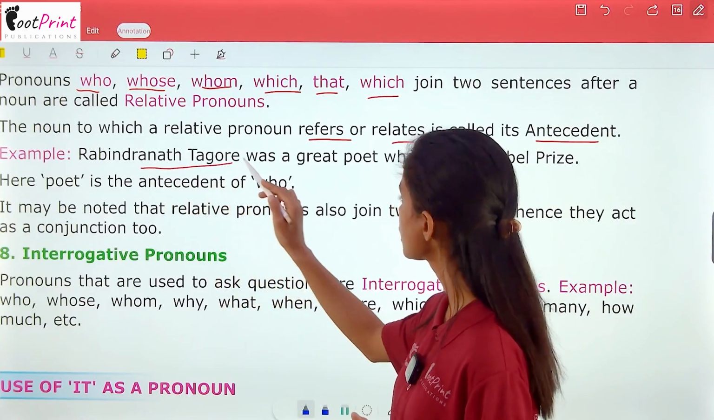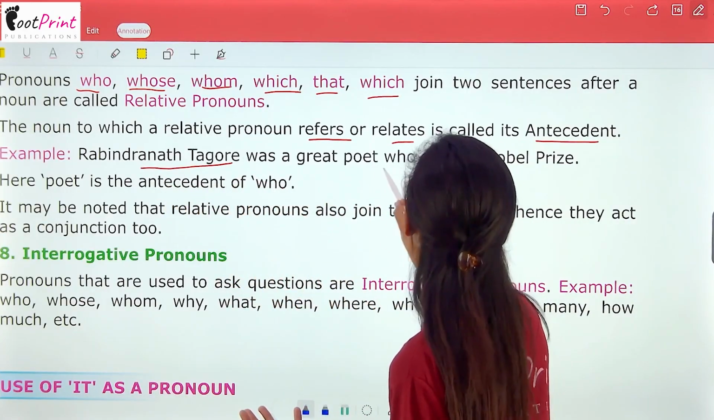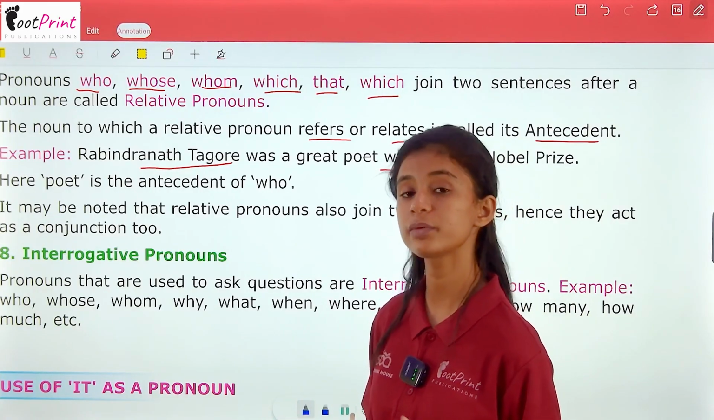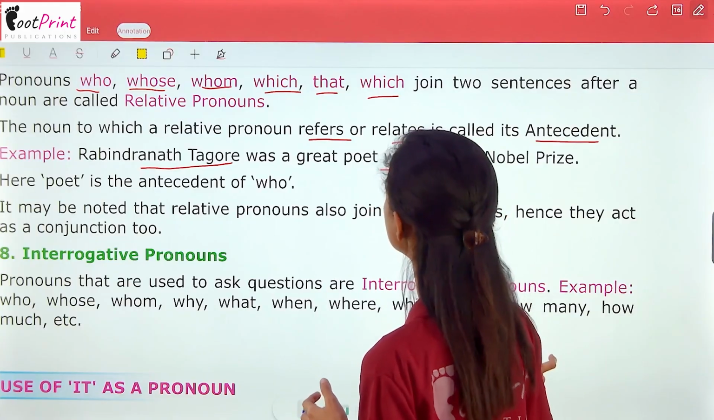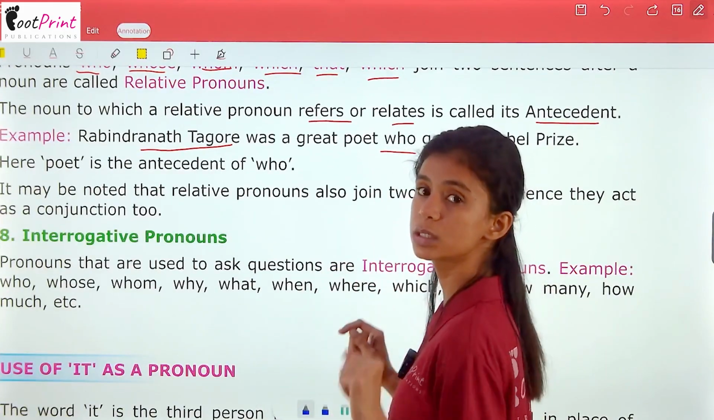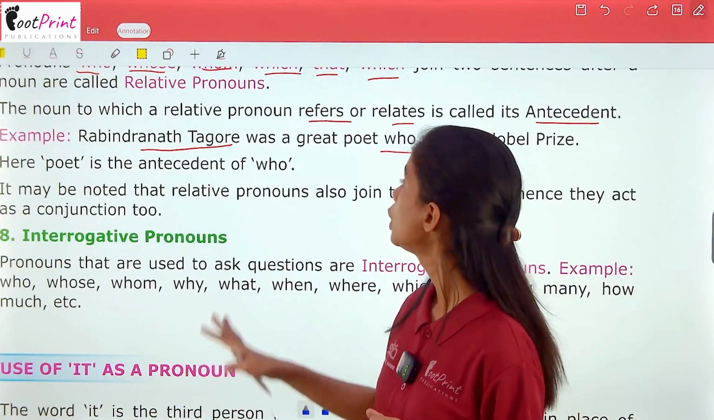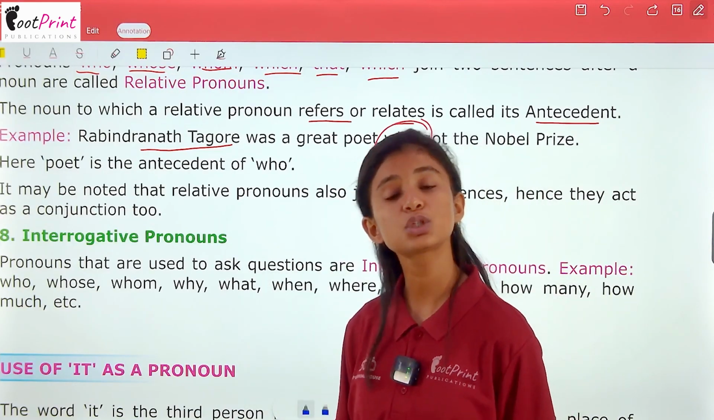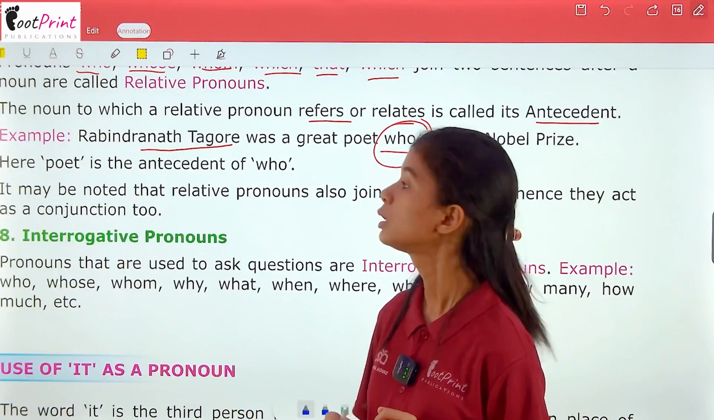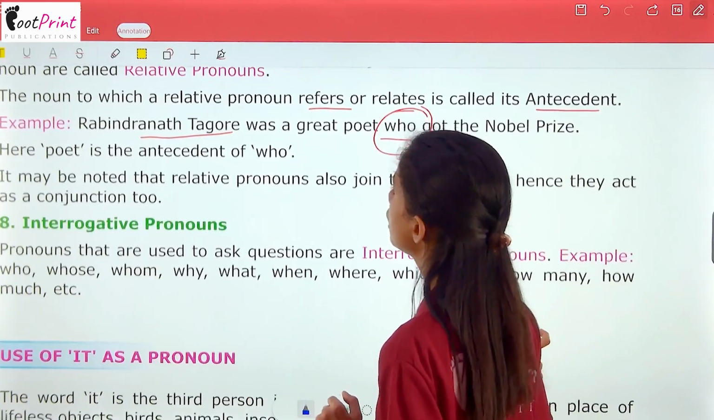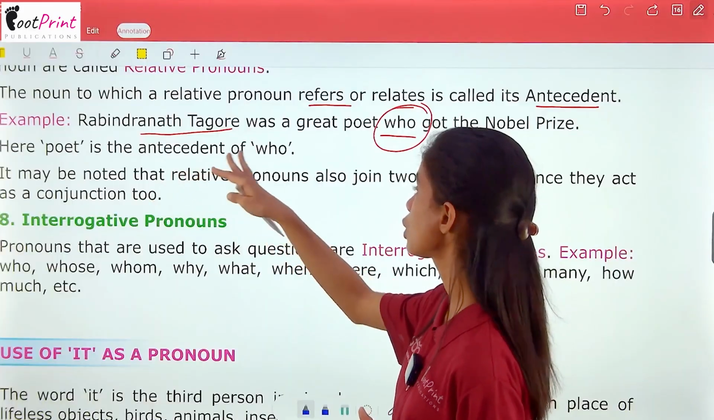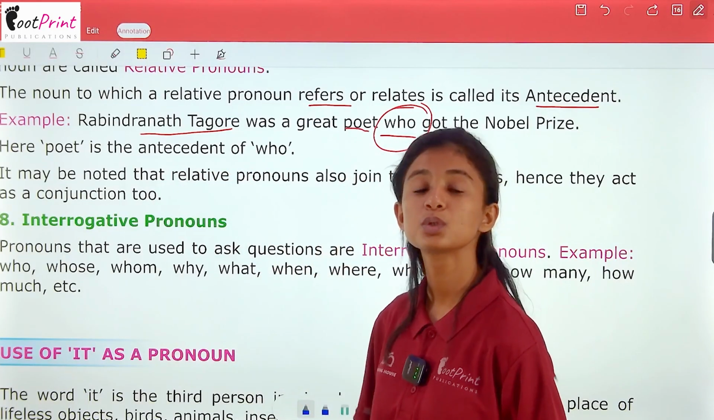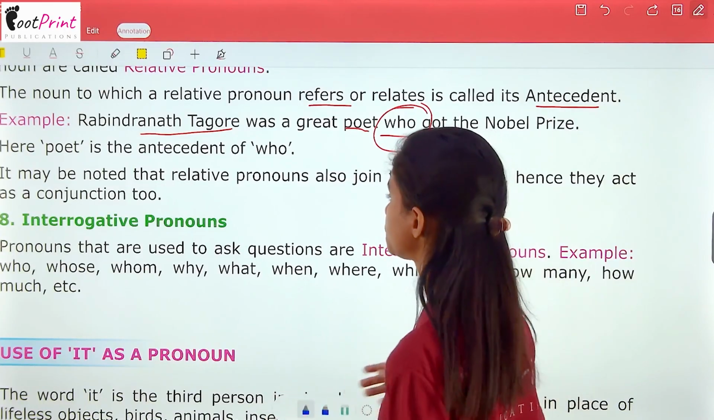Example, Rabindranath Tagore was a great poet who got the Nobel Prize. He has gotten the Nobel Prize, Rabindranath Tagore, students. So, now we are joining two sentences about Rabindranath Tagore who got the Nobel Prize. So, this word who is joining these two sentences and it becomes the relative pronoun. Here, poet is the antecedent of who. So, who किसको point कर रहा है? Poet को. So, the poet becomes antecedent.